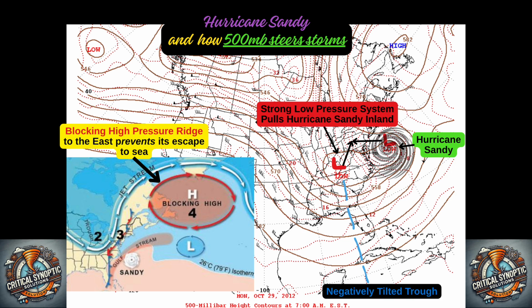A strong ridge of high pressure blocked its path to the east, almost like putting up a wall. At the same time, a large trough approached from the west and helped pull the storm back toward the coastline. The hurricane wasn't making that turn on its own. It was being steered by the larger weather pattern high up in the atmosphere.